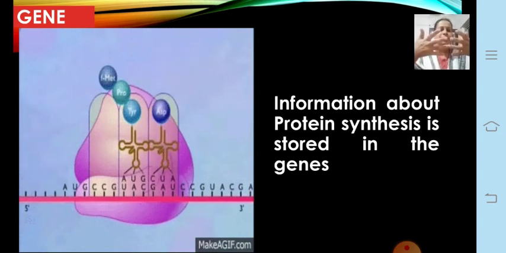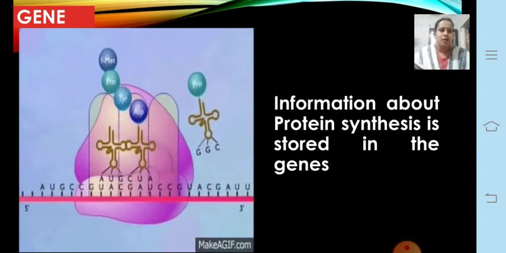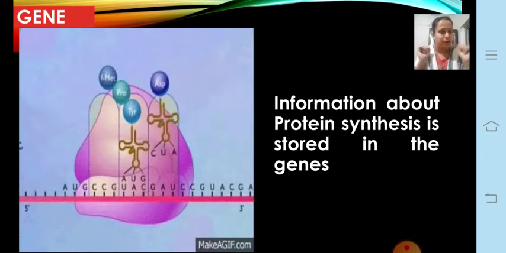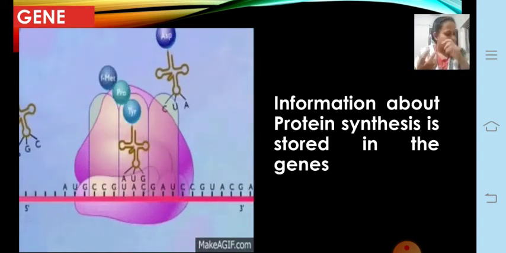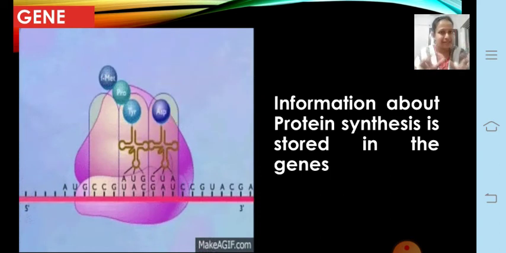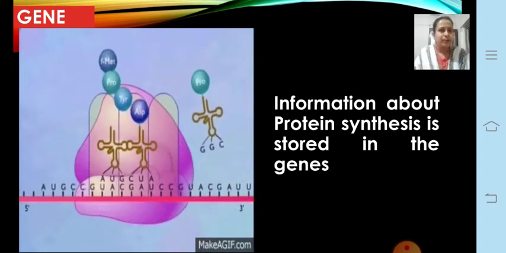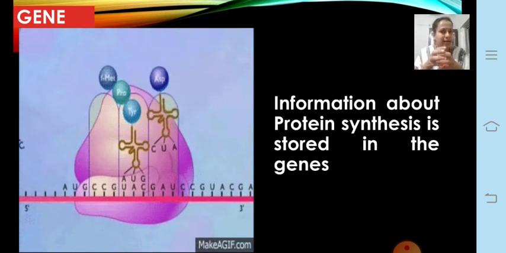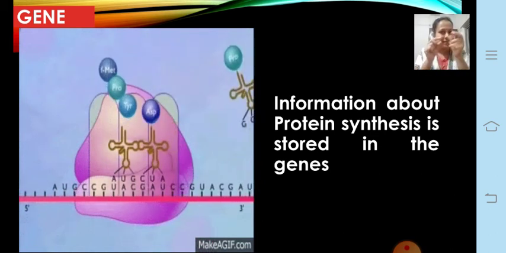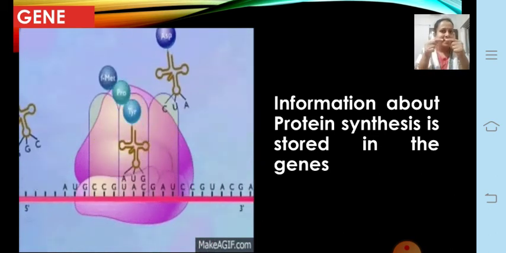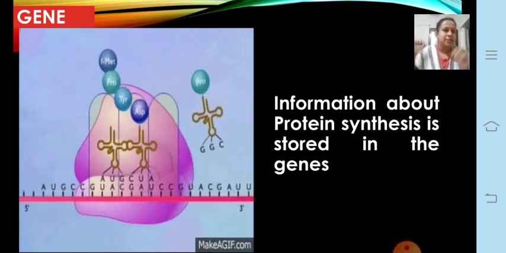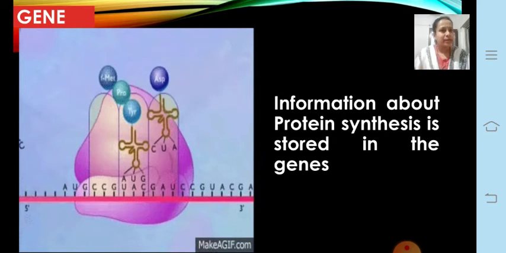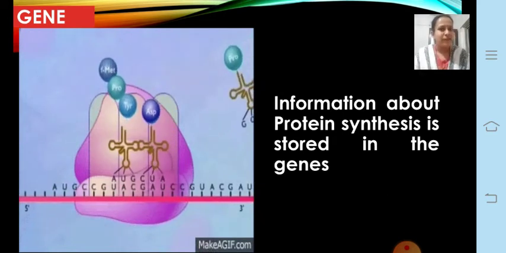Amino acids join to each other to form a long length of protein. Like for building a building, bricks are there. So like that, for building proteins, amino acids are required, and you can see amino acids, those round structures which are coming, they are actually joining to each other and a protein molecule is formed. So this way proteins are formed by the help of RNA.